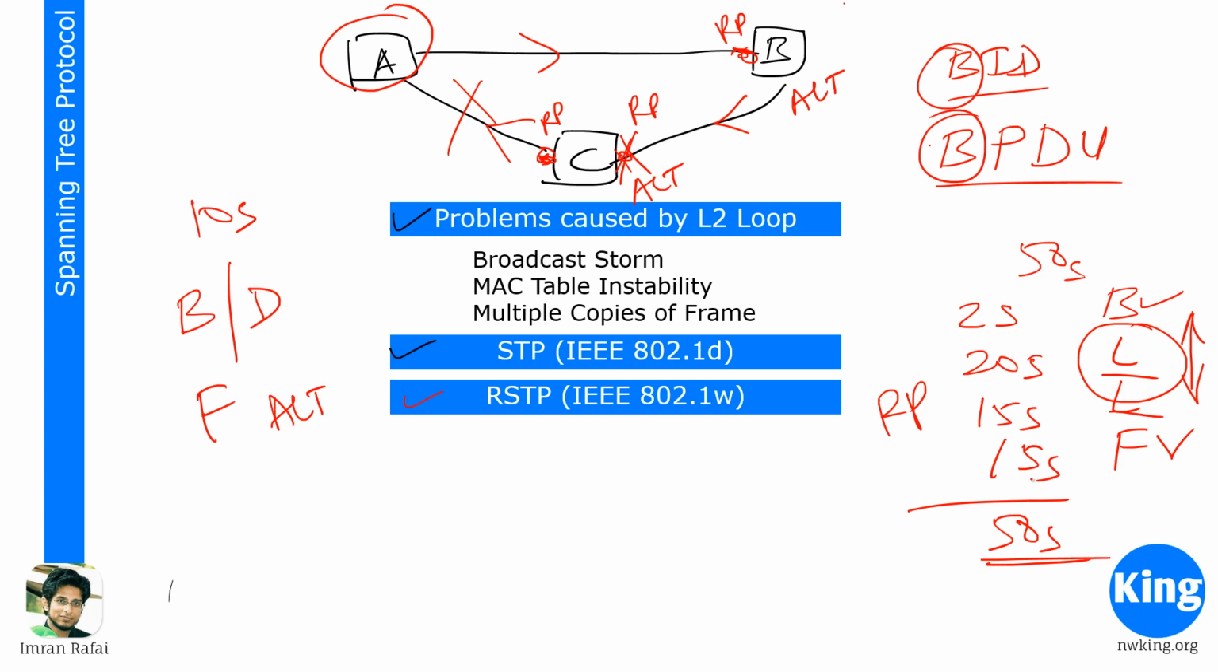In this case, it would be 50 seconds. So it is 10 seconds versus 50 seconds. So basically, that's the difference between STP and RSTP. RSTP is much quicker than STP. And as more and more technology came, RSTP was something that IEEE had to come out with, right? So it's called Rapid Spanning Tree Protocol.